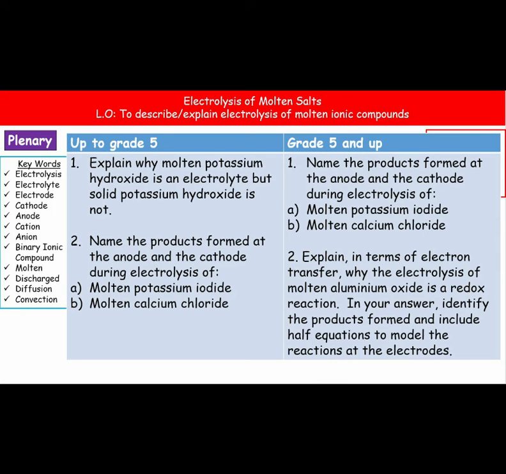Last thing we need to do today then is have a go at the plenary task. So you've got two sets of questions. If your target grade is up to a grade 5, so anywhere between a grade 1 and a grade 5, have a go at the questions on the left. If your target grade is a grade 5 to 9, anywhere within that bracket, have a go at the questions on the right. Now, what we're going to do is just give you a few minutes with those on the screen so that you can actually have a go at answering those in your book.